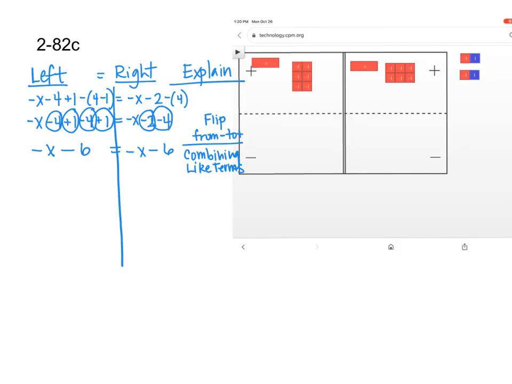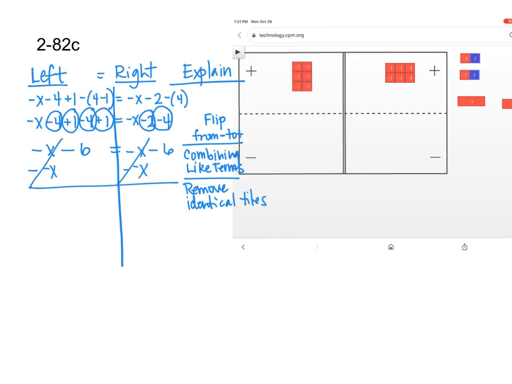Well, you're probably already noticing something. The left side of the equation mat is identical to the right side of the equation mat. So what we could do next is remove identical tiles from the left and from the right. So I could remove this negative x tile from the left and the negative x tile from the right because they are identical. And what I can see here is I have no x tiles left. And what I have is negative 6 is equal to negative 6.